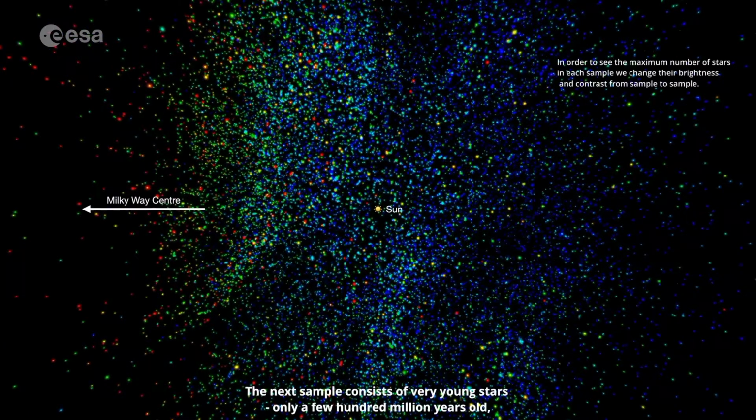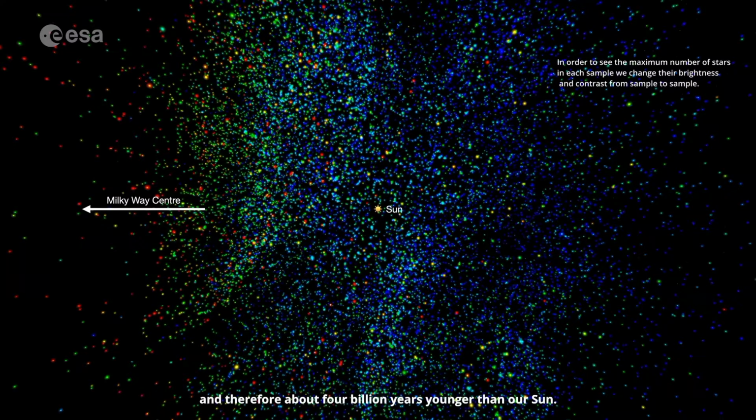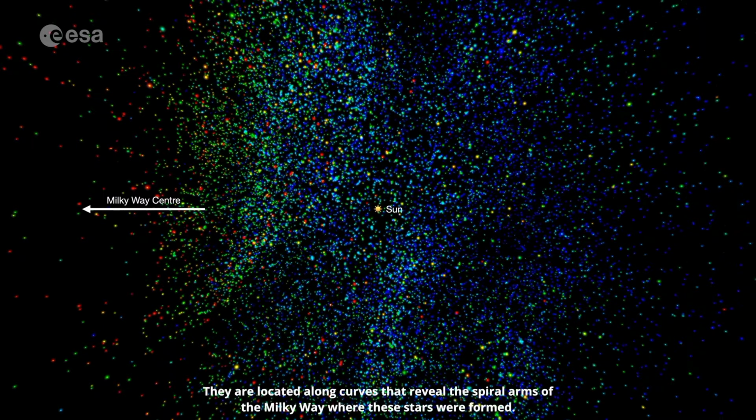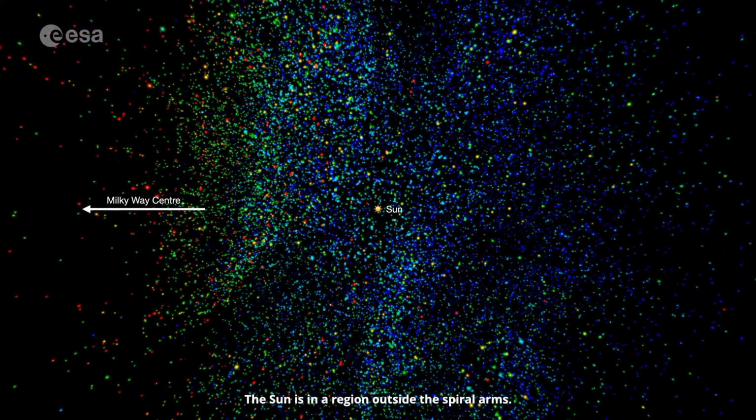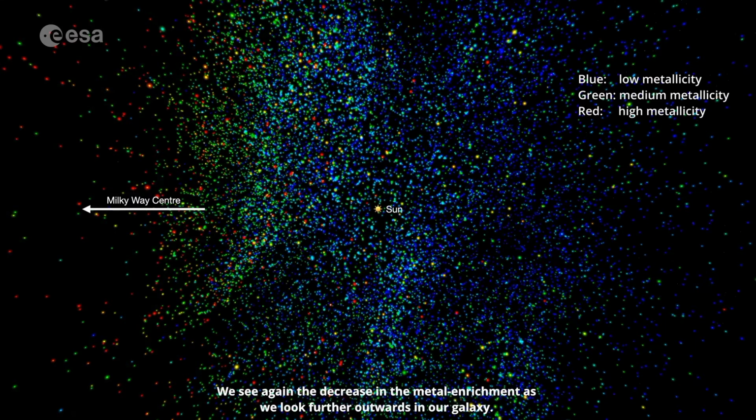The next sample consists of very young stars, only a few 100 million years old, and therefore about 4 billion years younger than our Sun. They are located along curves that reveal the spiral arms of the Milky Way where these stars were formed. The Sun is in a region outside the spiral arms. We see again the decrease in the metal enrichment as we look further outwards in our galaxy.